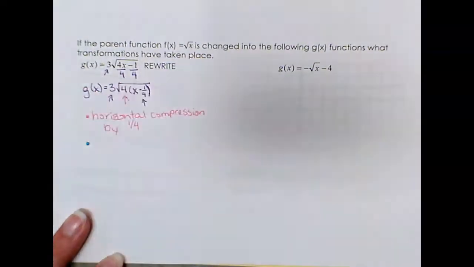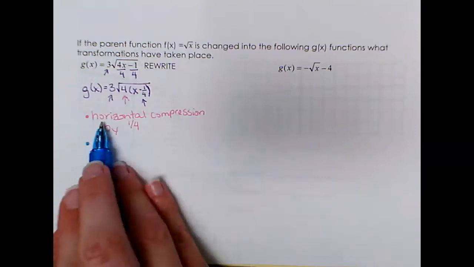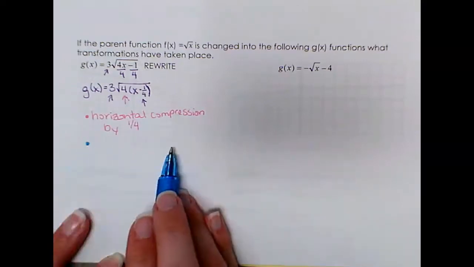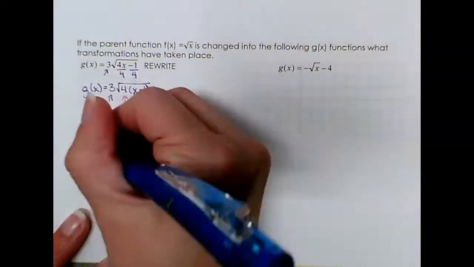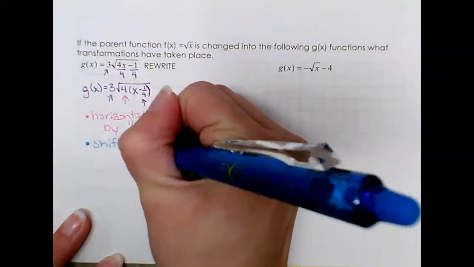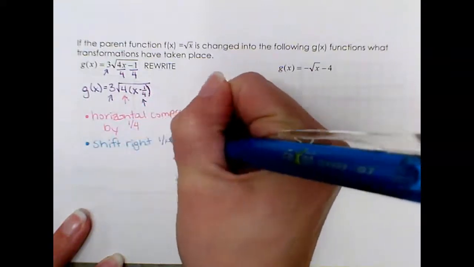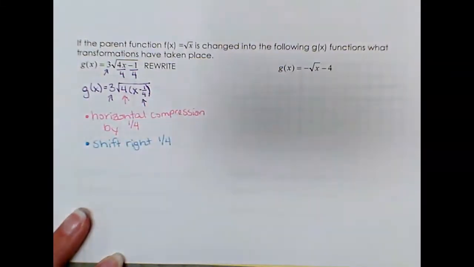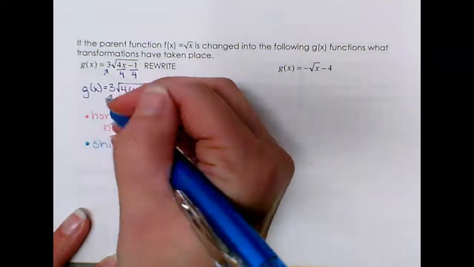The next change we need to make is an h change, b, h, a, k. So this was the b change, now we need the h change. It's x minus 4, so we're going to shift right by just 1/4 of a unit. Very, very small amount. And then finally, we've got this change here.